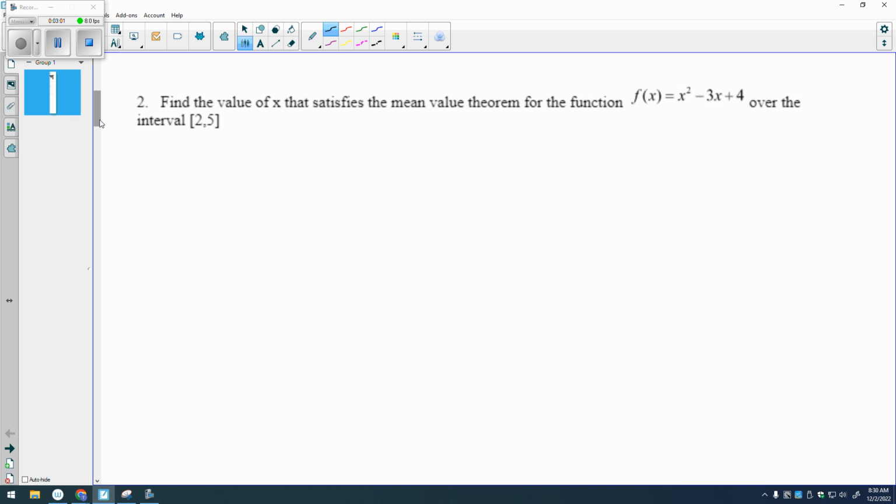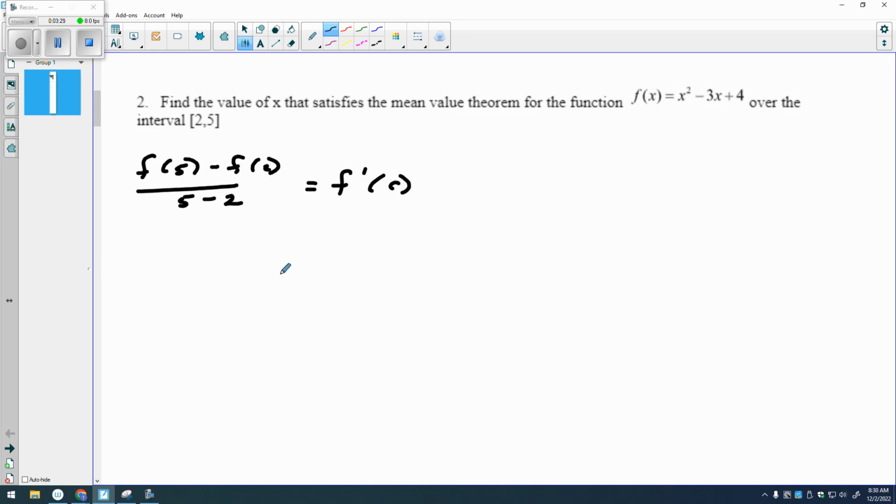Find the value of x that satisfies the mean value theorem. Mean value theorem: average rate of change, f of 5 minus f of 2, all over 5 minus 2, equals the instantaneous rate of change, f prime, somewhere in my interval. And that's what I have to find, that c value.